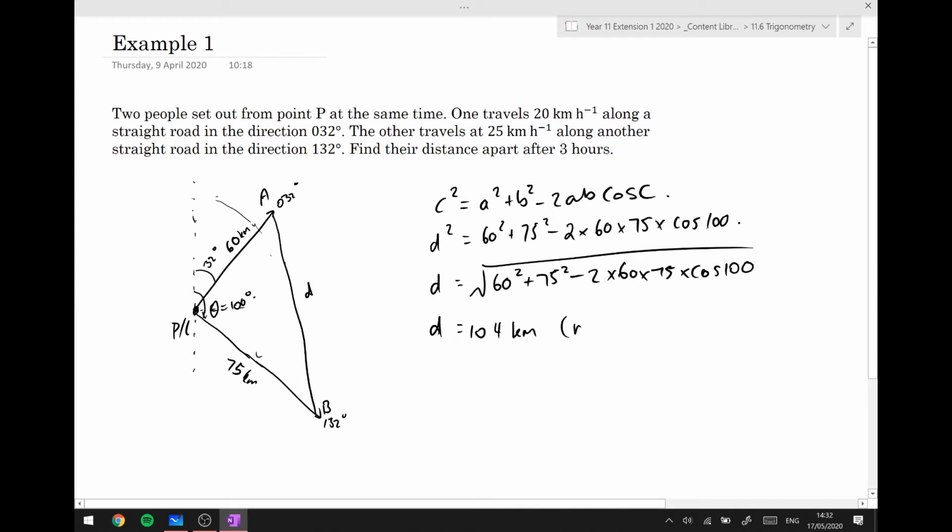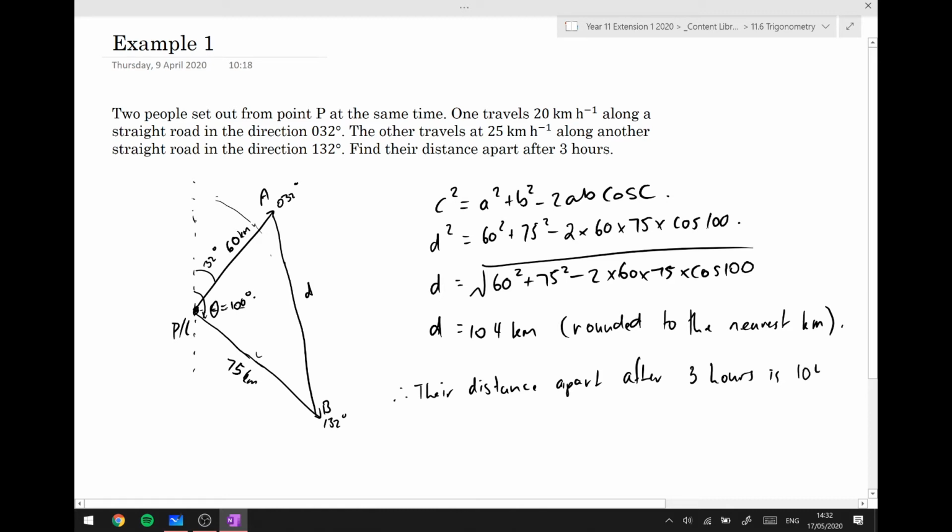And we'll put in brackets, rounded to the nearest kilometre. Now, just like with all worded problems, we have to write a sentence to finish off. Therefore, their distance apart after 3 hours is 104 kilometers.